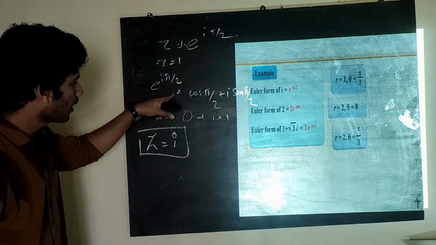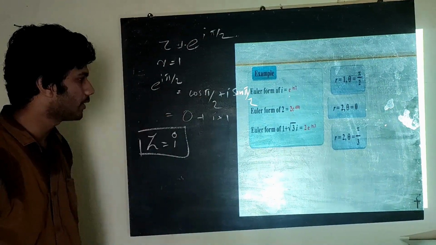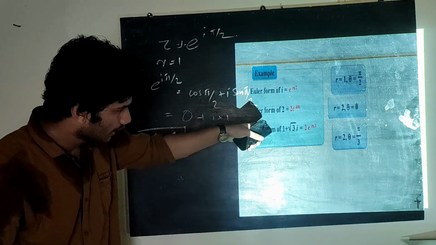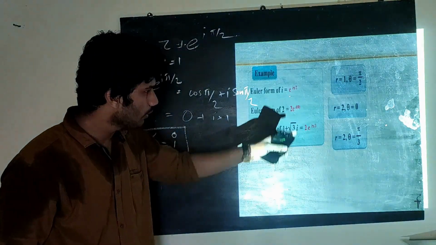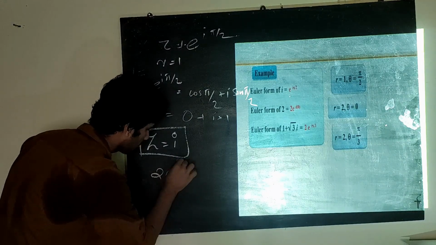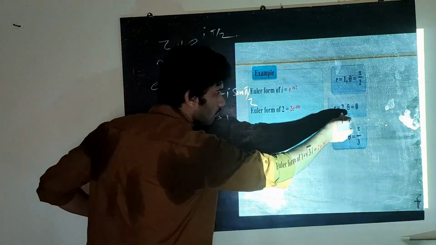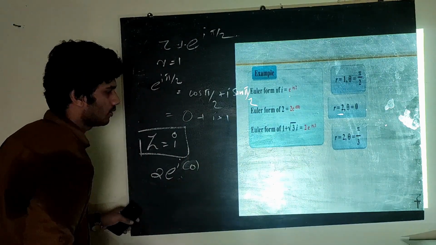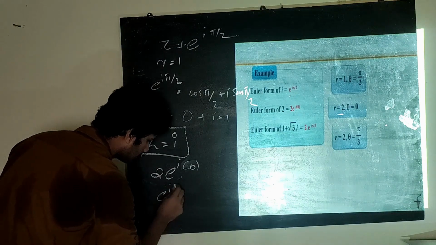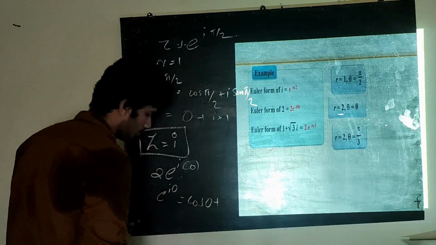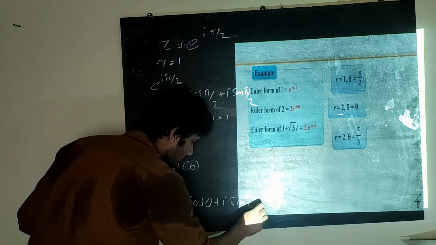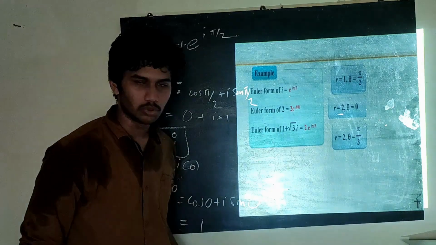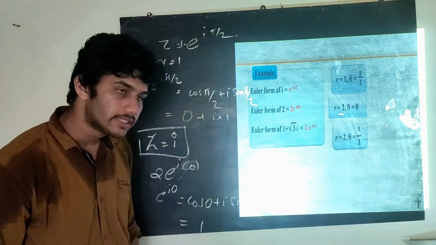So e raised to i pi by 2 is cos pi by 2 plus i sin pi by 2, that is 0 plus i into 1. r is equal to 1 and theta is equal to pi by 2. Similarly, when we have 2 into e raised to i theta, r is equal to 2, right? Sorry, this is 0, not theta. When it is 0, e raised to i 0 is equal to cos 0 plus i into sin 0. This is simply 1. So you will have 2 into 1, that is 2. So 2 is equal to 2 into e raised to i 0.